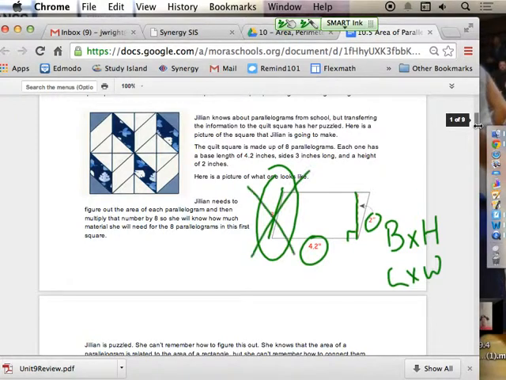Do not get confused with this extra one. That would be used if we were doing perimeter, but not area. Okay?